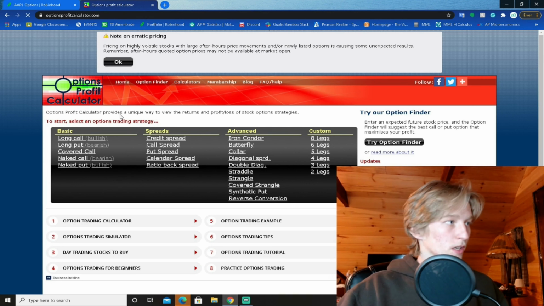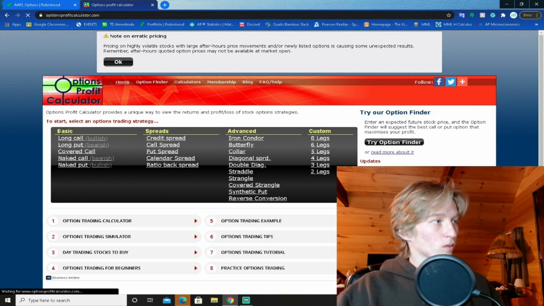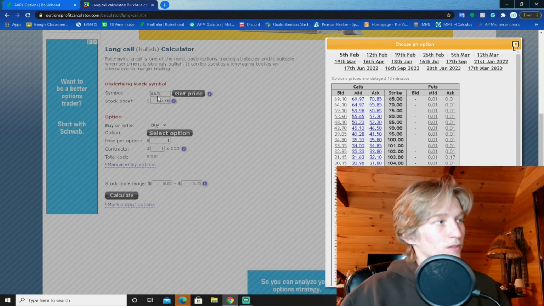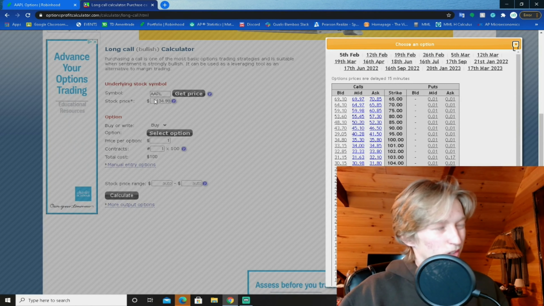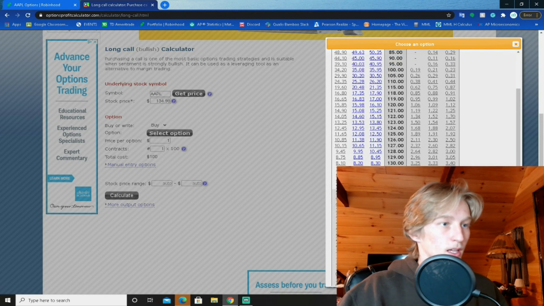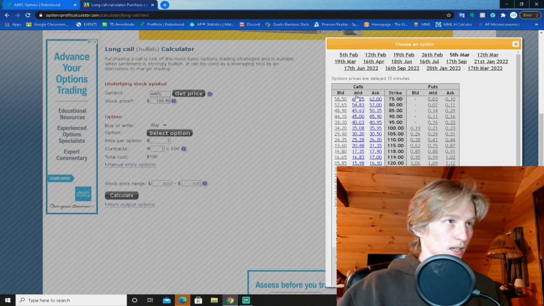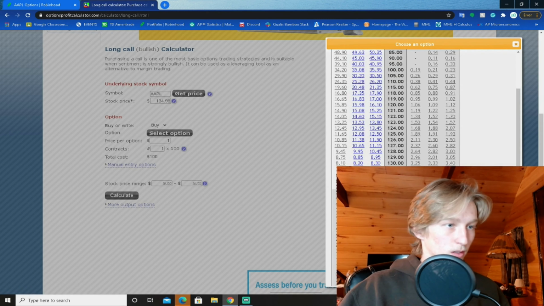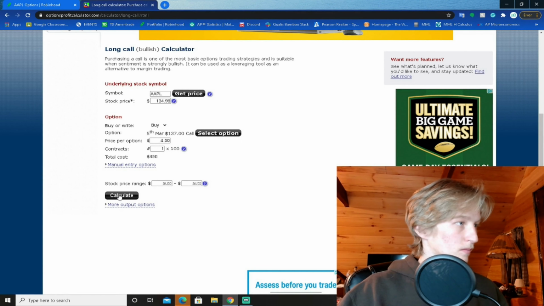It's called Options Profit Calculator. So just the basic long call bullish is what we've been talking about. So you'll click that. So you'll just fill out the information, such as the ticker symbol. It'll automatically get the stock price. So you'll just get your expiration, which we have March 5th. And we'll select on the left, which is calls, what we've been talking about. And we'll go down to the 137 call option.